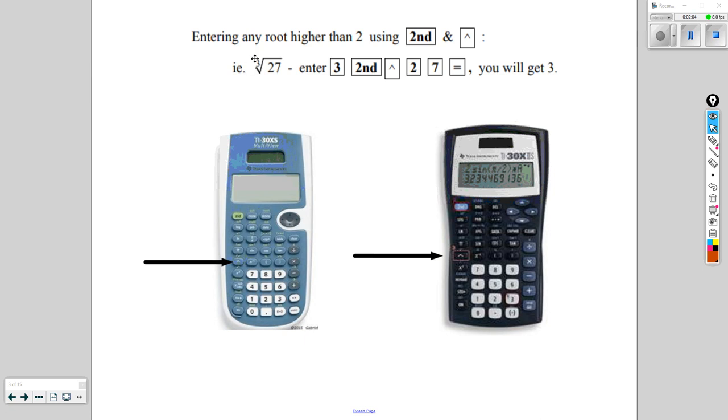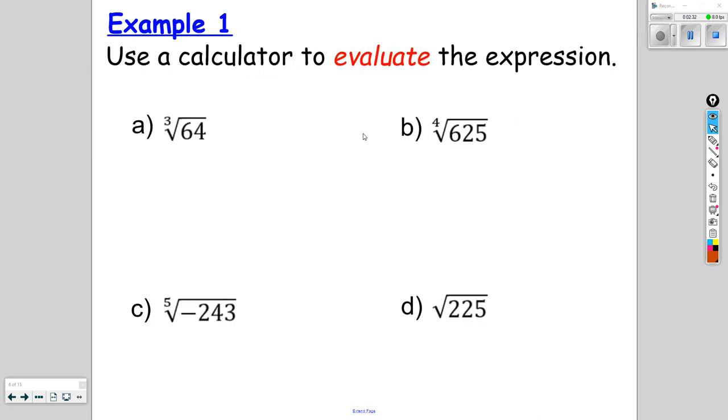So if you wanted to type the cube root of 27, for example, you'd hit 3 to specify what type of root, and then second caret to get that cube root, and then of course 27 equals, and you would get your answer, which in this case would be 3. The cube root of 27 is something that we're going to use very often, and we're going to see that over and over again throughout different lessons.